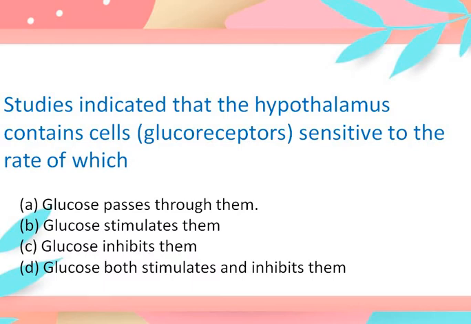Studies indicated that the hypothalamus contains cells sensitive to the rate at which glucose passes through them. Glucose stimulates them. Glucose inhibits them. Glucose both stimulates and inhibits them. The correct answer is A. Glucose passes through them.